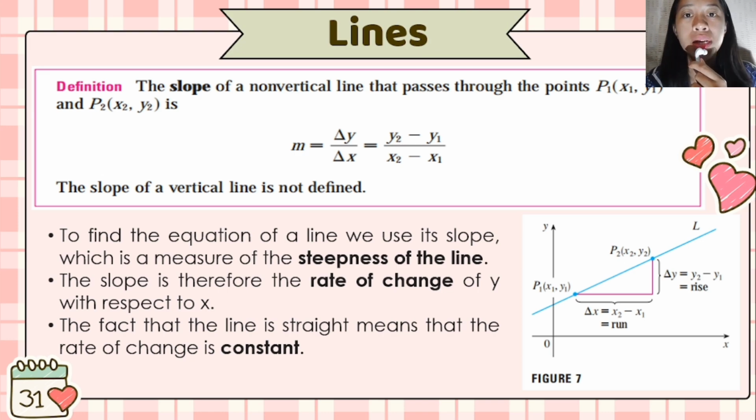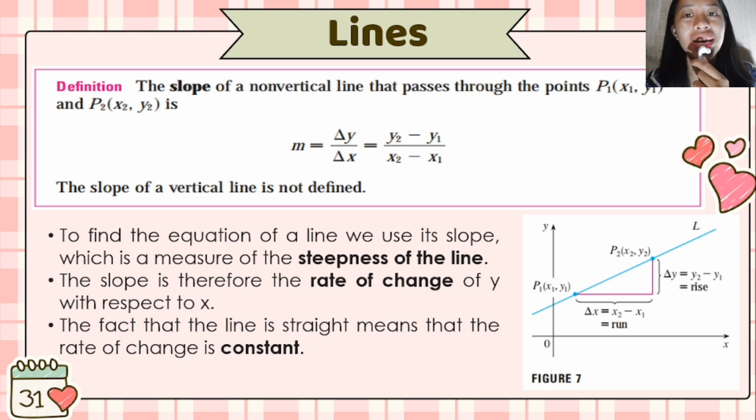The slope of a non-vertical line that passes through the point P sub 1 with coordinates x sub 1 and y sub 1 and point P sub 2 with coordinates x sub 2 and y sub 2 can be measured using this formula: m is equal to (y sub 2 minus y sub 1) over (x sub 2 minus x sub 1). This formula takes 2 points on the plane, x sub 1, y sub 1 and x sub 2, y sub 2, and finds the ratio of the vertical change or rise to the horizontal change or the run.